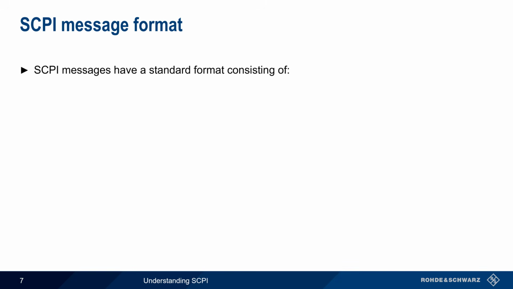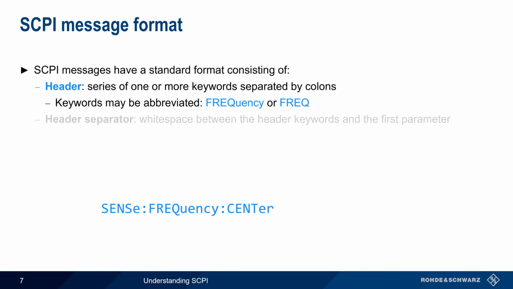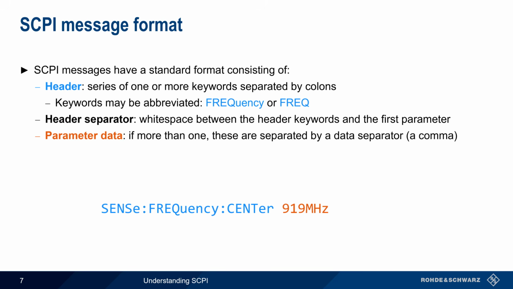SCPI messages have a standard format that starts with a header. This header consists of one or more keywords separated by colons. Note that these keywords are often given in mixed case, showing how they can be abbreviated, for example, frequency or just freq. A whitespace character is then used to separate the header from the parameter data.